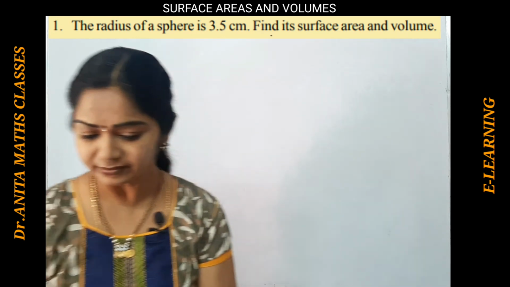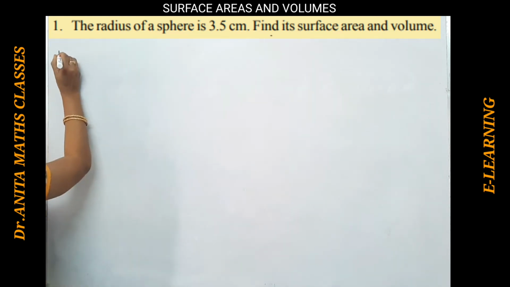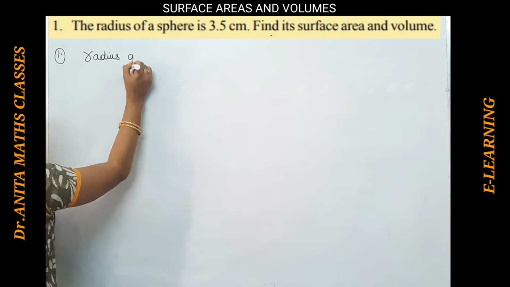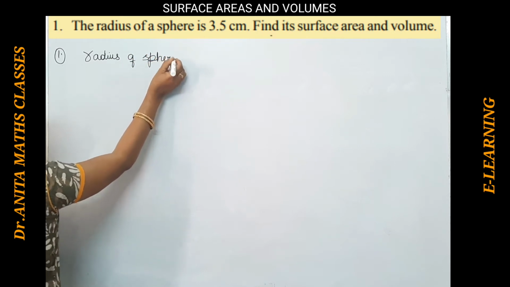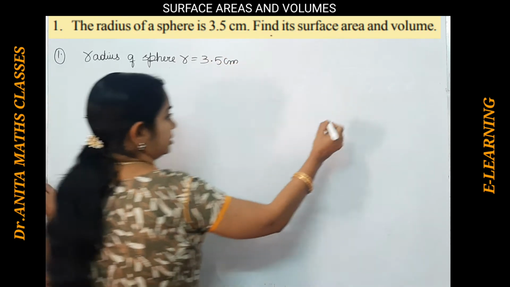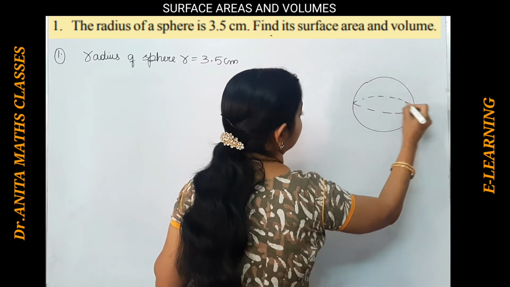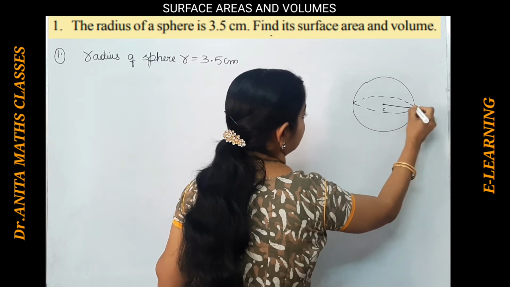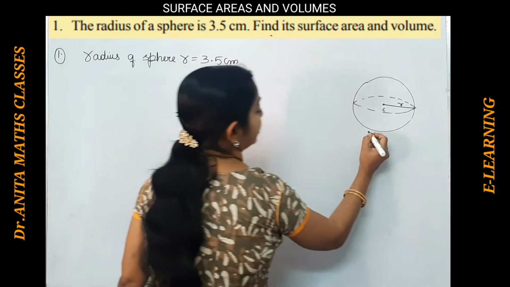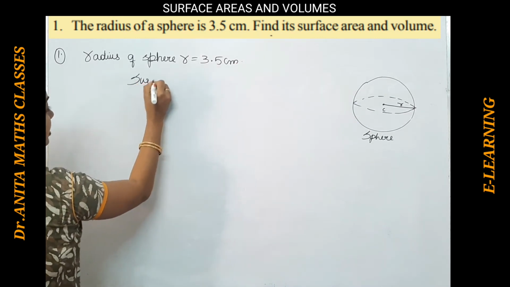How much wood it has taken, to find that we will find the volume of the sphere. So here I'll tell you the solution for this problem. The first problem: the radius of the sphere is given, r equals 3.5 centimeters, right? So draw the sphere. This is the radius. This is a three-dimensional figure, the sphere. Now we need to find the surface area.